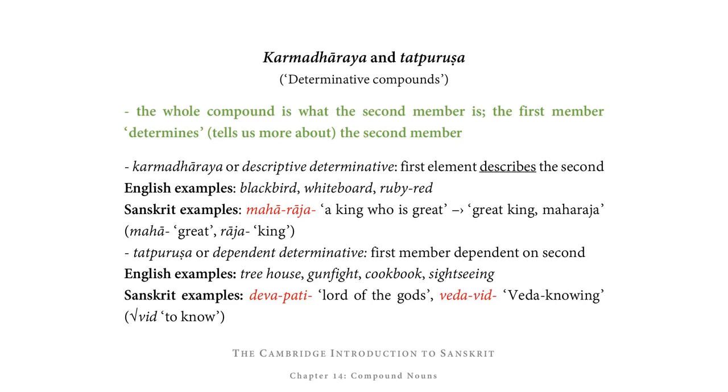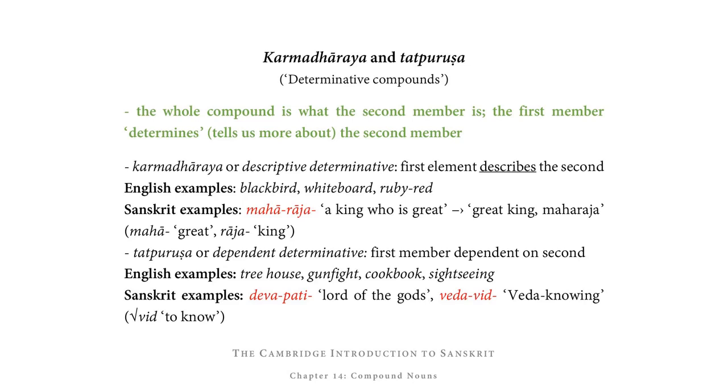First up, we have determinative compounds. In these, the whole compound is what the second member is, and the first member determines, i.e. tells us more about that second member. They come in two different varieties. The first one is the so-called karmadharaya, or in English terminology, the descriptive determinative. This is so called because the first element describes the second element.